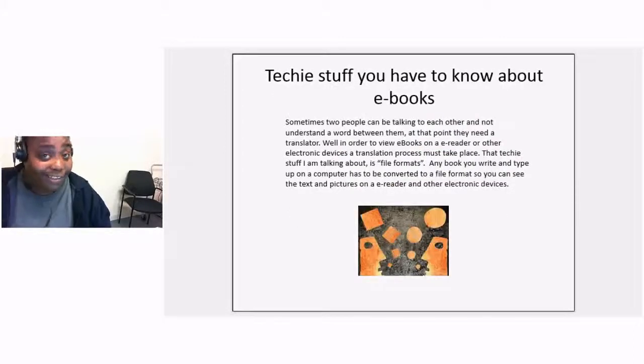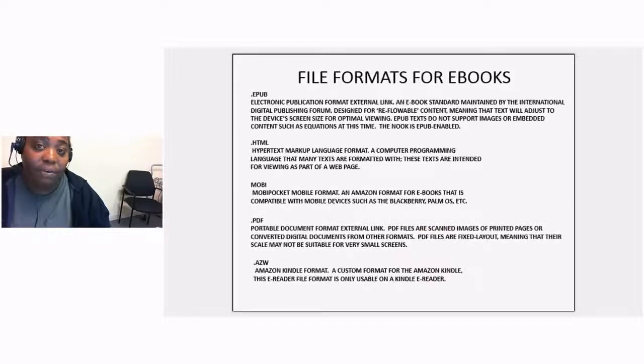There's always techie stuff that you have to know, and ebooks have some tech stuff, but it's very, very minor, and we're going to go over it right quick today. You know, when two people are talking and they can't understand each other if they speak different languages, well, they have a translator. So file formats are a form of translating text and video into an ebook that you can view on a reader or a smartphone or a tablet.